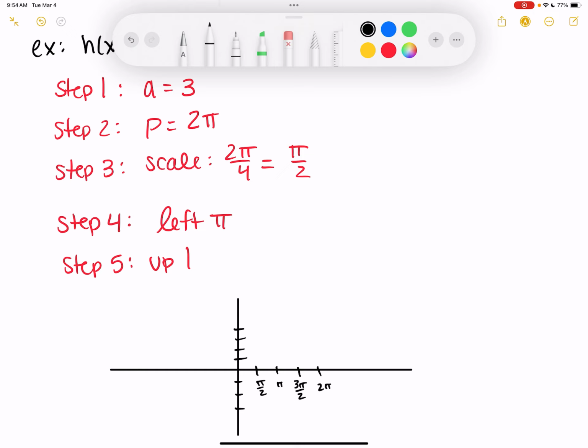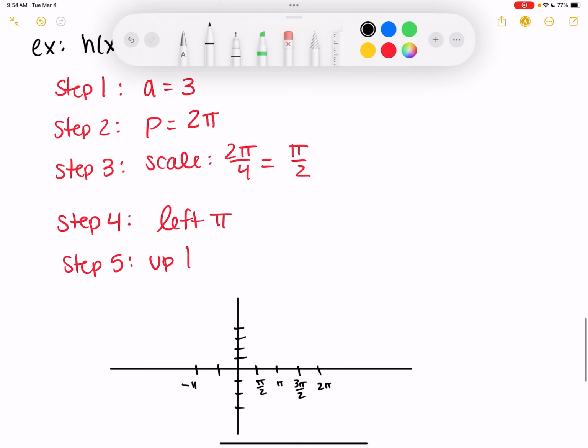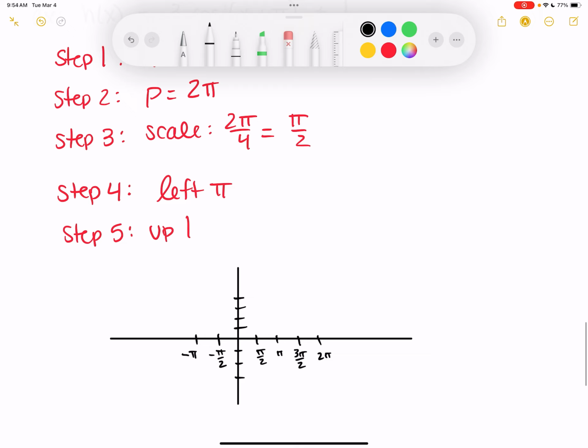If you want to go farther than that, you can. So negative pi over 2. That's a lot of numbers. All right, so the first thing I'm going to do is simply graph it as it sits if it does not get shifted. So that's going to be my initial.